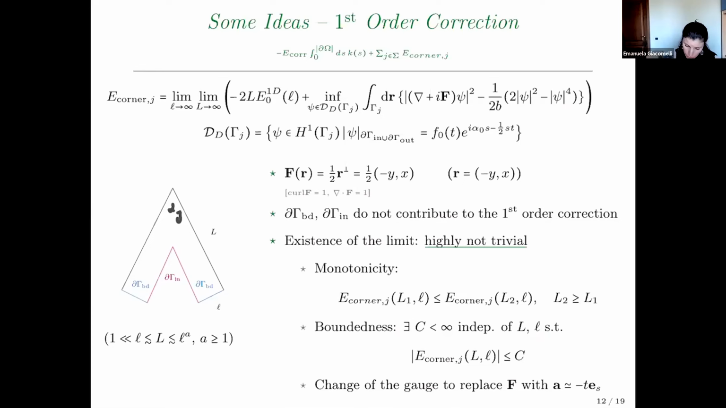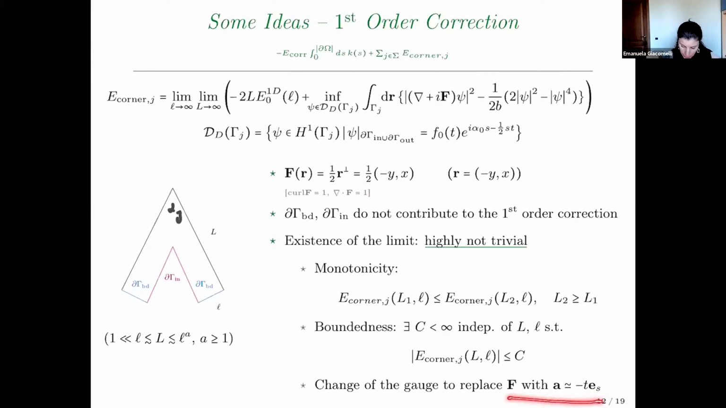And then what you should do is to be able to justify the fact that, since you fixed your vector potential F, you can replace this F by a new vector potential. And here I wrote that this A is more or less given by minus t times the tangential vector. This is true just far from the boundary, far from the corner.